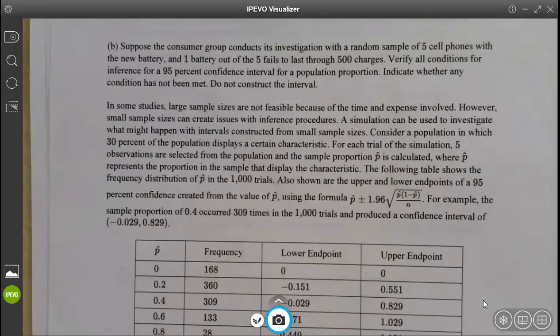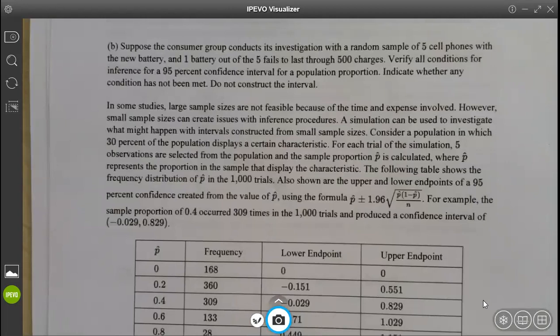In some studies, large sample sizes are not feasible because of the time and expense involved. However, small sample sizes can create issues with inference procedures. A simulation can be used to investigate what might happen with intervals constructed from a small sample size. Consider a population in which 30% of the population displays a certain characteristic. For each trial of the simulation, 5 observations are selected from the population and a sample proportion p hat is calculated, where p hat represents the proportion in the sample that display the characteristic. The following table shows the frequency distribution of p hat in the 1,000 trials. Also shown are the upper and lower endpoints of a 95% confidence interval created from the value of p hat using the formula blah, blah, blah.